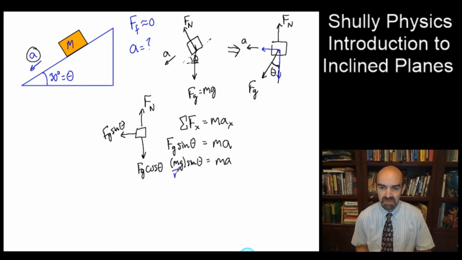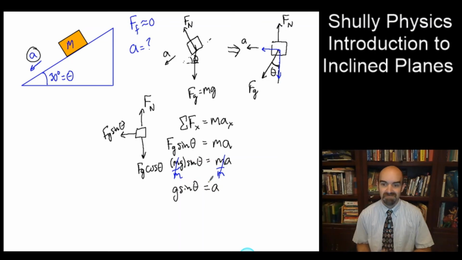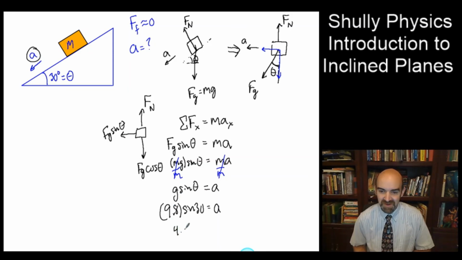If we divide m on both sides, keep the equality, we end up with g sine theta equals the acceleration down the ramp. That's it. So now all we need is to substitute acceleration due to gravity, 9.8 meters per second squared on the surface of the Earth, and whatever the angle is. I picked a nice convenient angle, sine of 30 is 1/2. So our acceleration is going to be 4.9, half of 9.8 meters per second squared down the ramp.